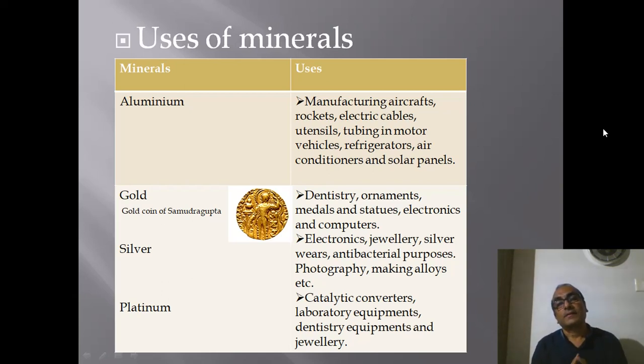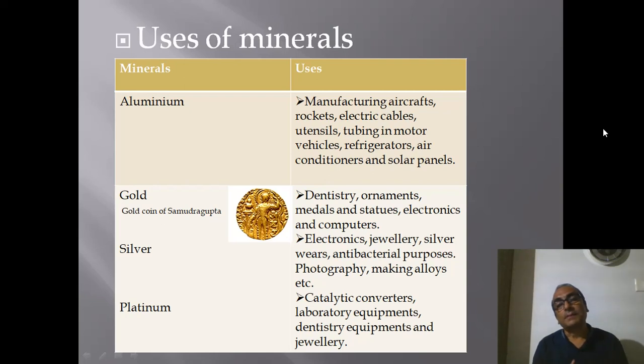Other than that, gold is used in dentistry, in ornaments, in making statues, in electronic and computer parts, etc. Then silver, another metal, which is also having a lot of implications, like in electronics, in jewelry making, silverwares, antibacterial purposes, because the silver ions or silver particles are antibacterial. So therefore in olden days the small babies, kids were fed with a silver spoon. And then in photography, in making alloys, etc., silver is being used.